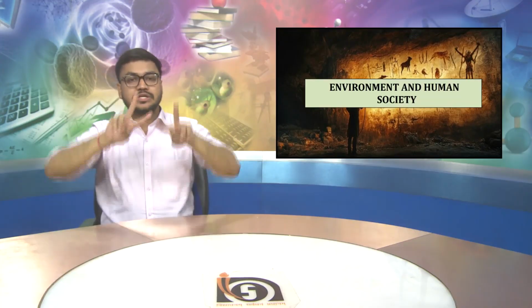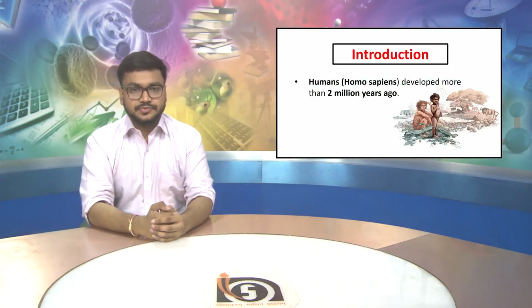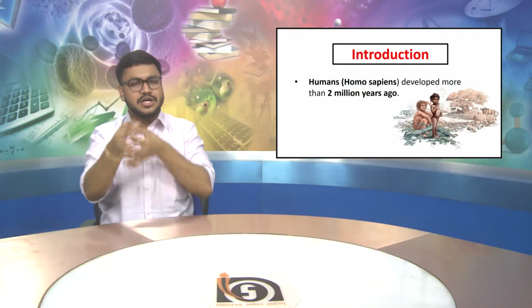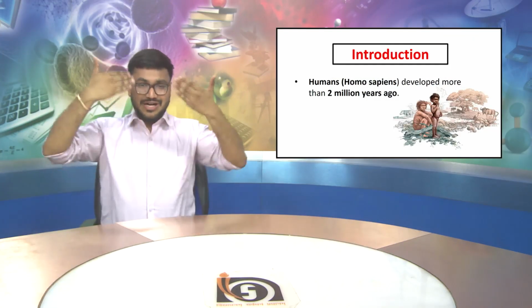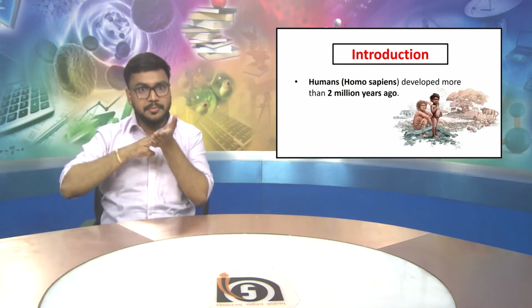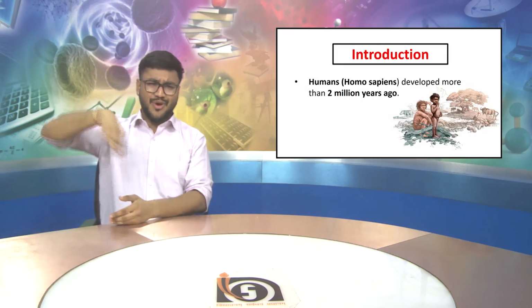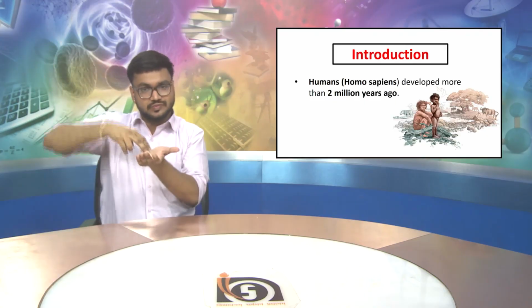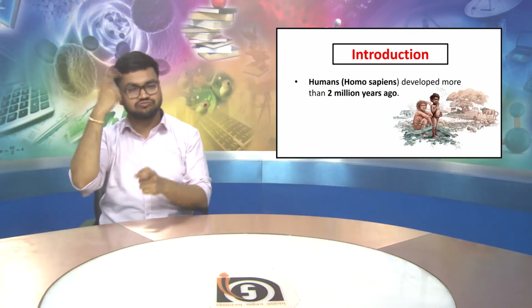Now we have learned our difficult words. So let's start our topic, which is environment and human society. Introduction. Humans, also called Homo sapiens, developed more than 2 million years ago.